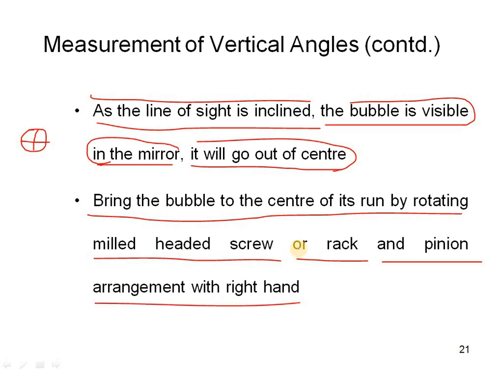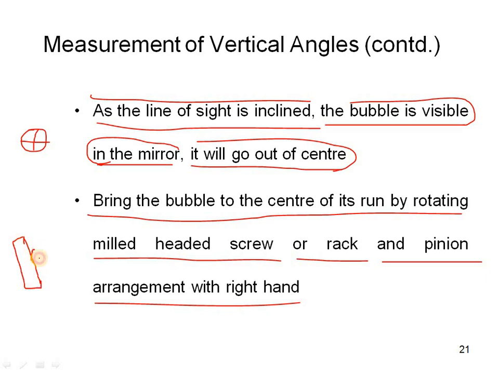So with one hand we have to catch the instrument, and with the other hand we have to operate the milled head screw by rotating it, so that the bubble tube will come inside. How do we rotate the foot screws in the dumpy level or the auto level? It is the same here, but here we only have one milled headed screw. So with that one milled headed screw, we have to rotate our instrument.